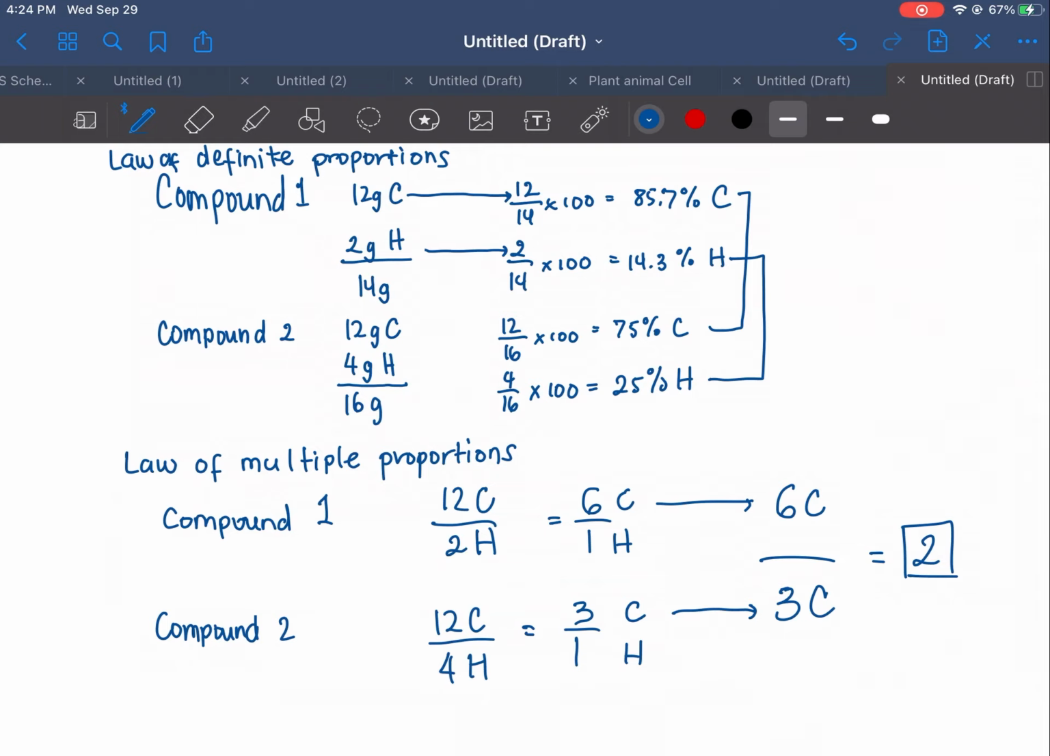By doing this, we can predict whether they are following the law of multiple proportions or not. I hope you understand that. We only use the law of multiple proportions if we are certain that the substances we're looking at are not the same. Because if they're the same, then it's already a definite proportion. For substances that have the same elements but different structures, we put that into the law of multiple proportions.